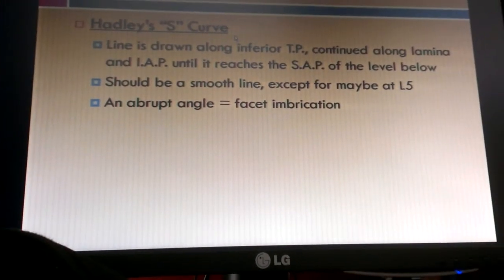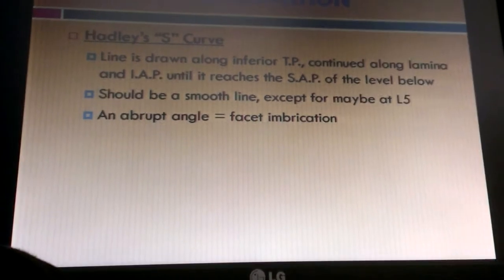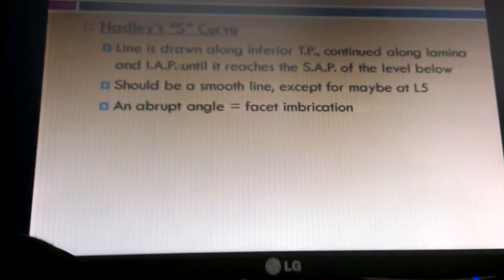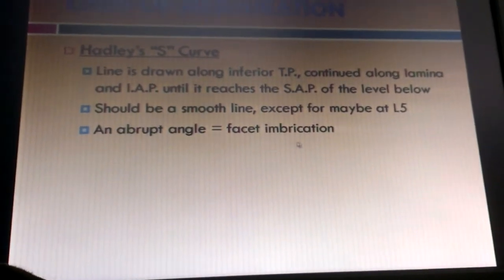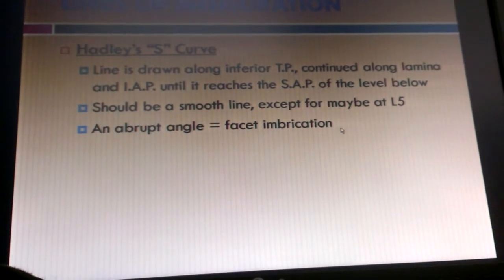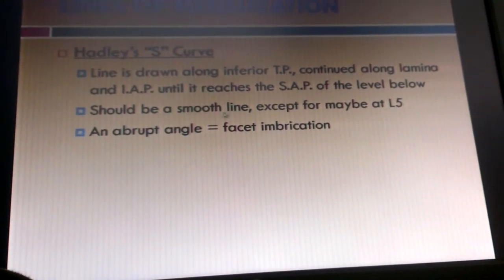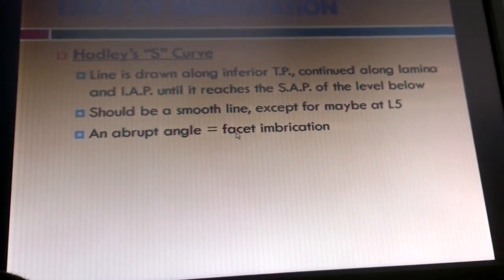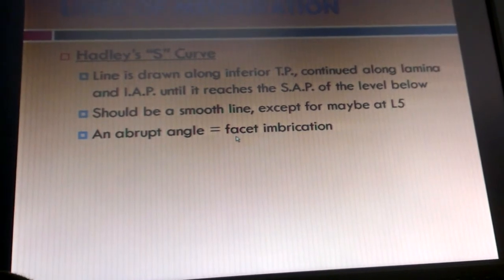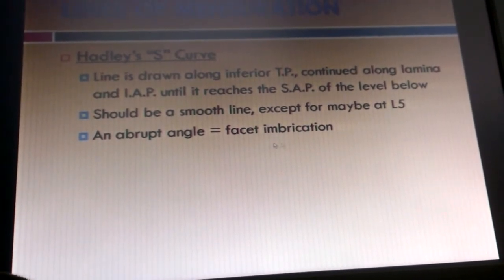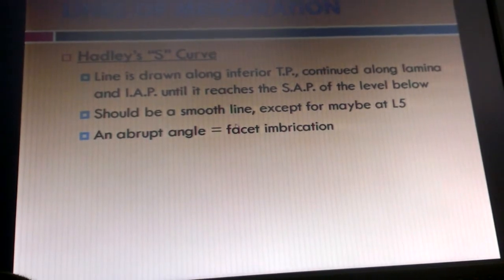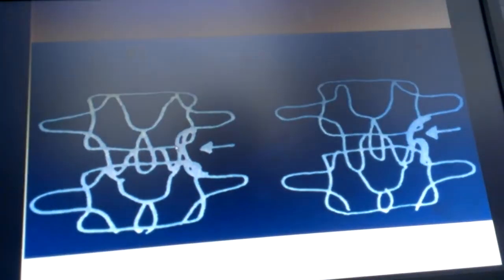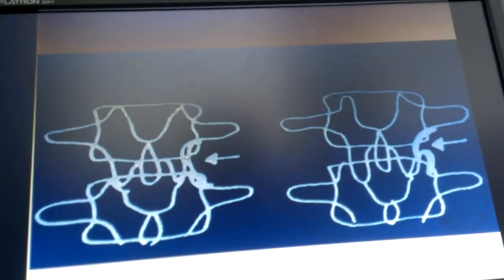That is Hadley's S-curve, true chiropractic line of listhesis. I'm assuming Dr. Hadley, chiropractor, is going to come up with this. So what we're trying to do is evaluate, again, that leading component that we have to diagnose and analyze chiropractically. So it could be imbrication, it could be osteoarthritic changes, it could be anything that afflicts the Z joints.